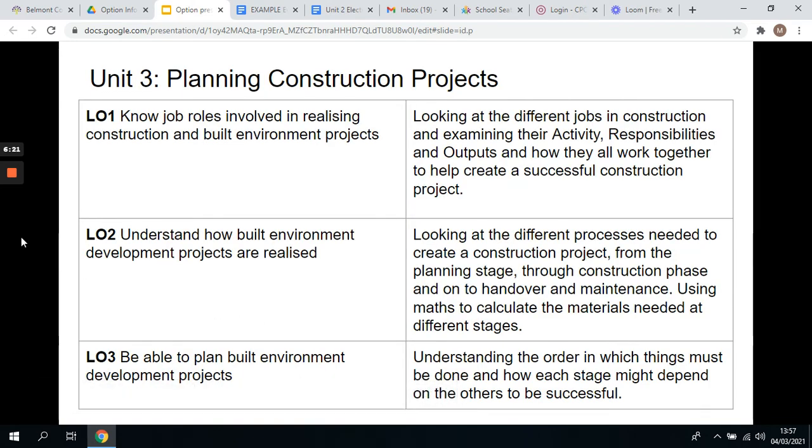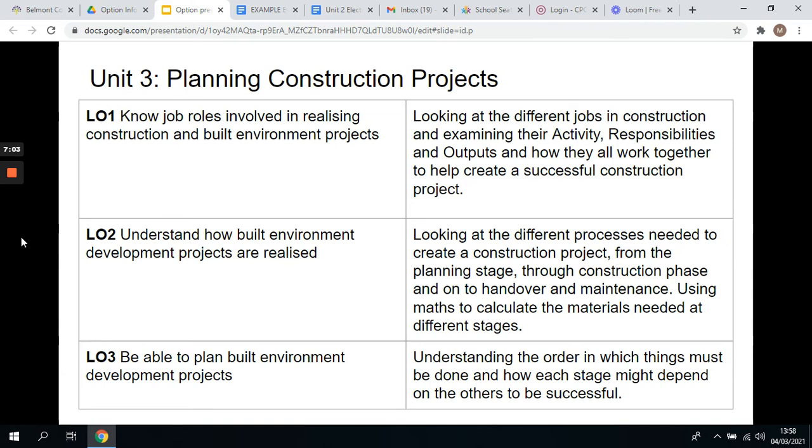The final unit, Unit 3, looks at planning construction projects, and this is probably the most difficult one. It looks at different job roles within construction, different processes needed in construction, and understanding the order in which those processes must be carried out to create a successful project. In terms of the job roles, we have to understand what each of them does, what their responsibilities are, what their outputs are, and how each job role works together to create a successful built environment project.